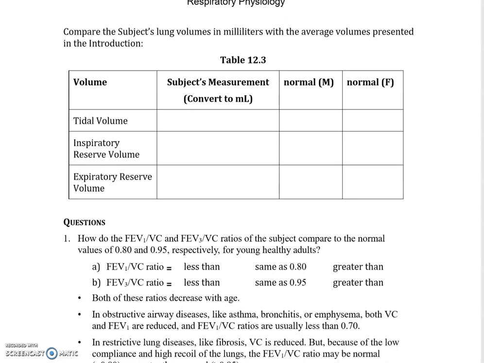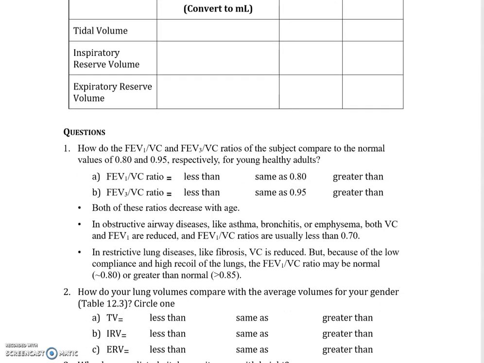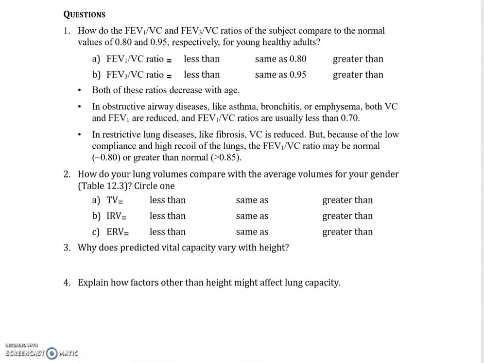So now here, compare the subject's lung volumes in milliliters with the average volumes presented. Since you don't have any measurements, please just look up what's normal for your gender and then put that in. And since you don't have any other numbers, we'll just go with what's normal. Now let's take a look at the questions. And again, we would need data to really answer this here.